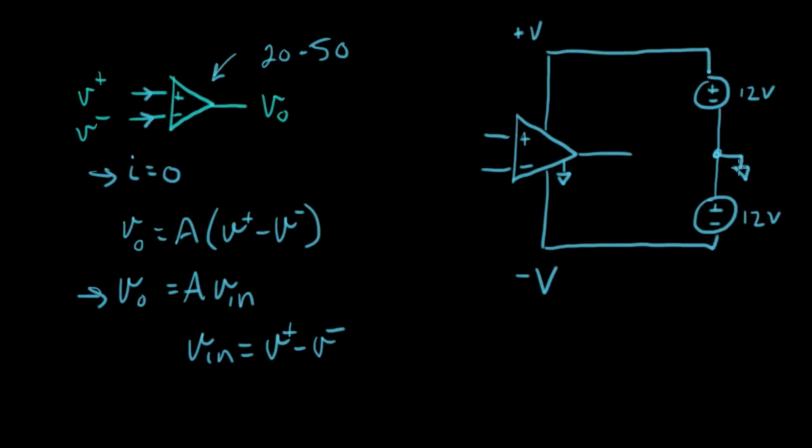With respect to ground, this node is at minus 12 volts, and this node from ground is at plus 12 volts. And ground is right in the middle. When we measure V out, we'll measure it with respect to this ground node. So this is where we measure plus or minus V out right there.